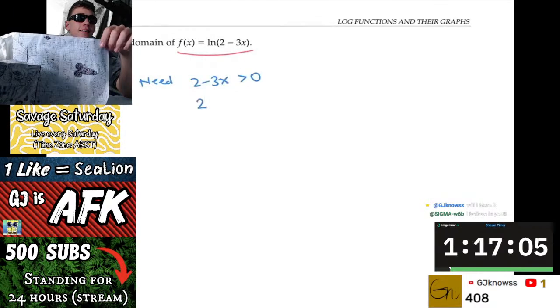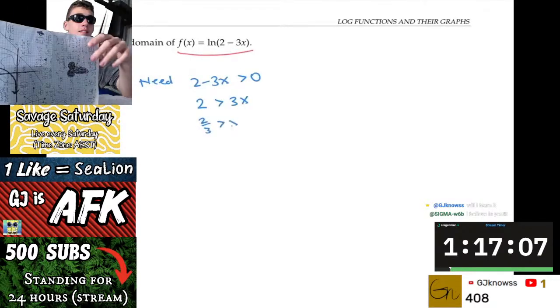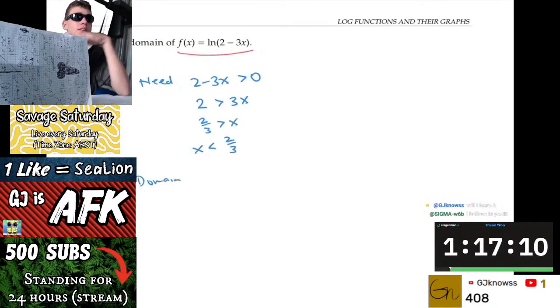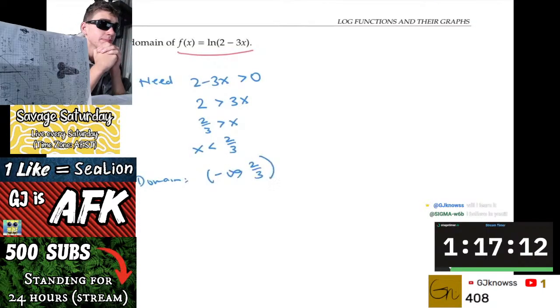Now it's a matter of solving an inequality. 2 has got to be greater than 3x, so 2/3 is greater than x. In other words, x has to be less than 2/3, so our domain is all the x values from negative infinity to 2/3, not including 2/3.